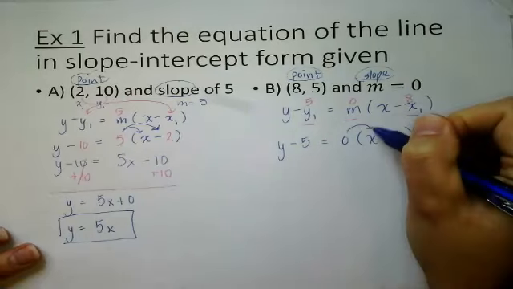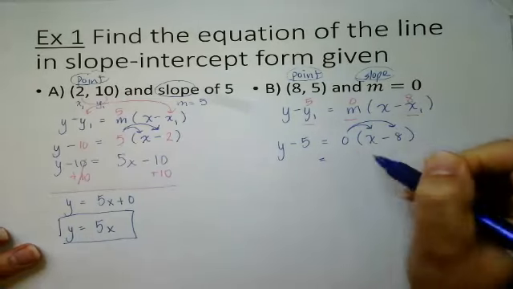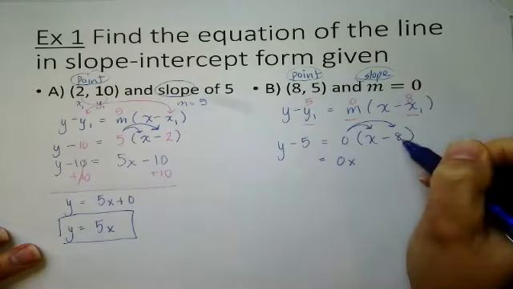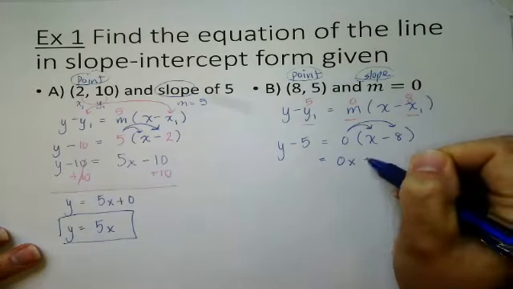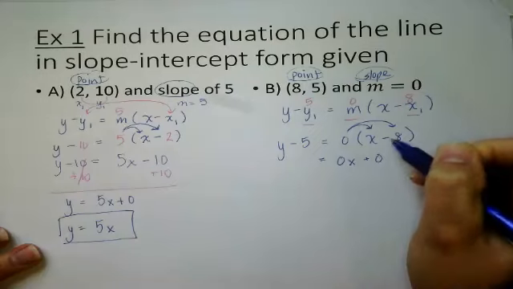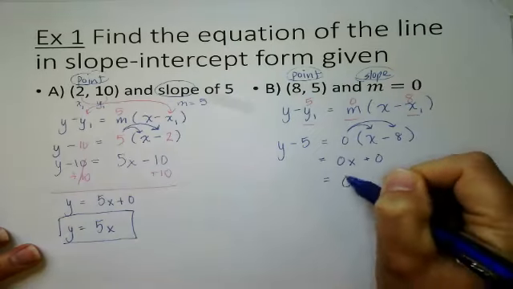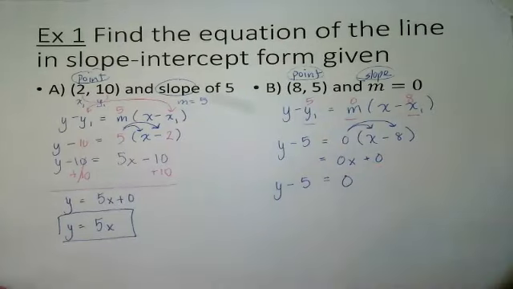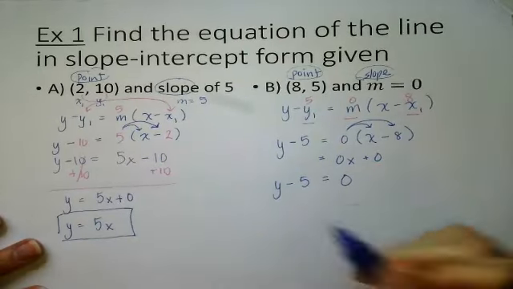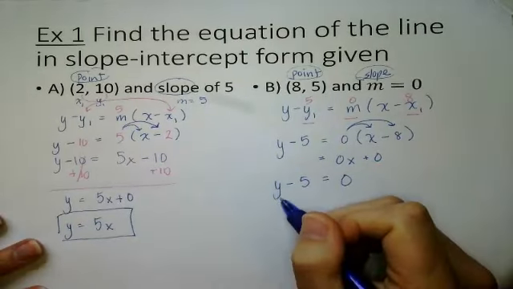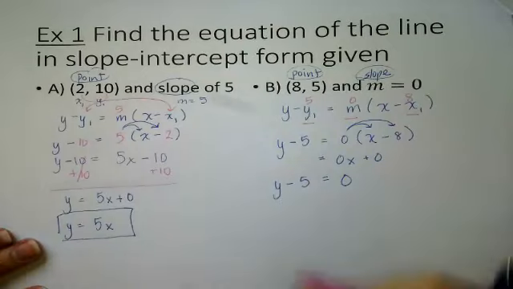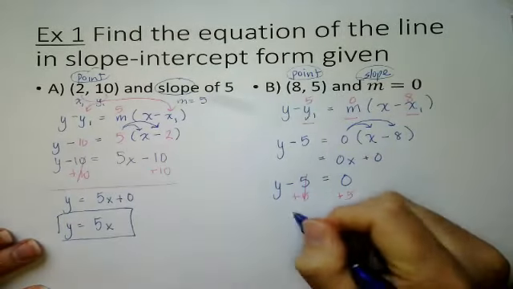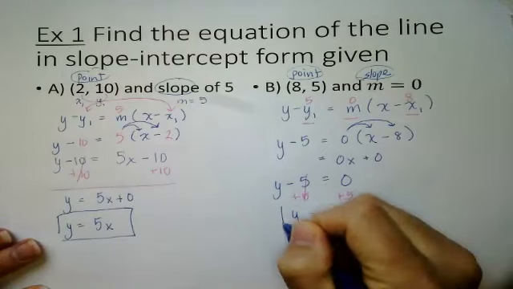Again, I can distribute if I want to. 0 times x is 0x. 0 times negative 8 is 0. Really, 0 times anything is just 0. So really, I have y minus 5 is equal to 0. I still can go in the same process here and just isolate the y. So I'm going to go ahead and add 5 to both sides. And so I get y equals 5.